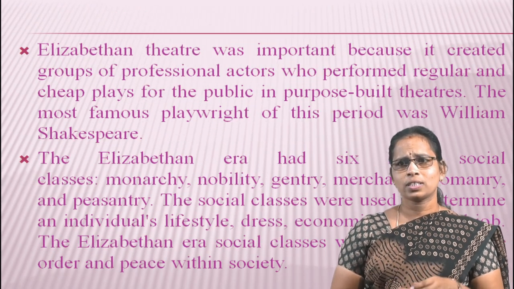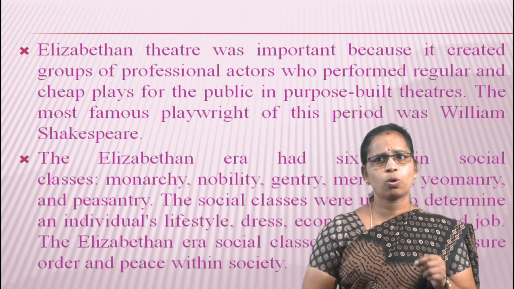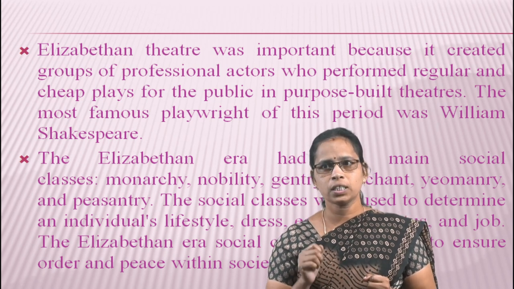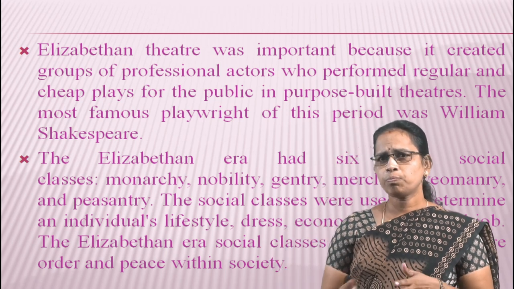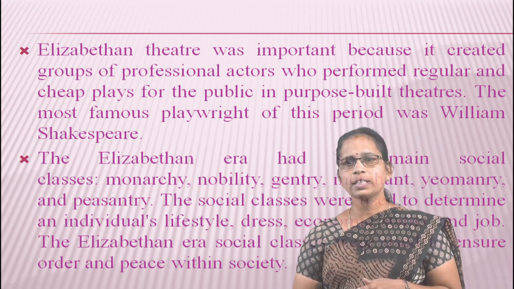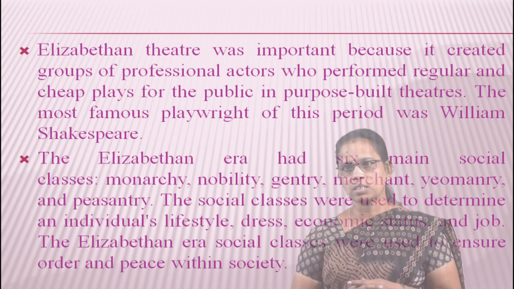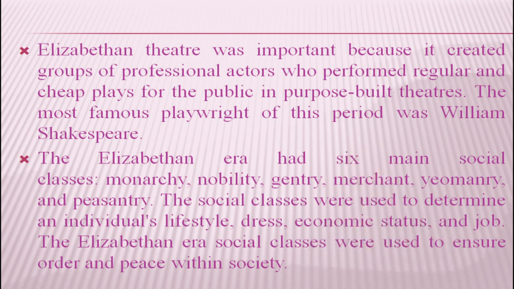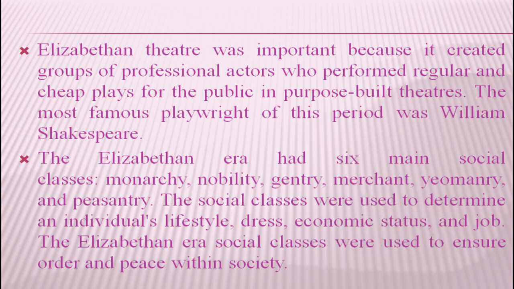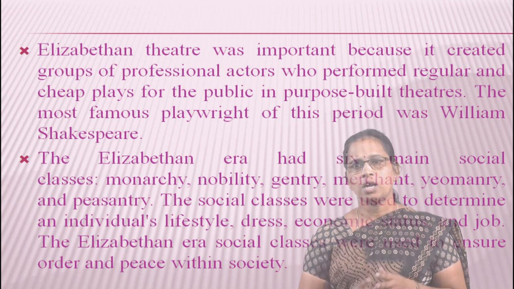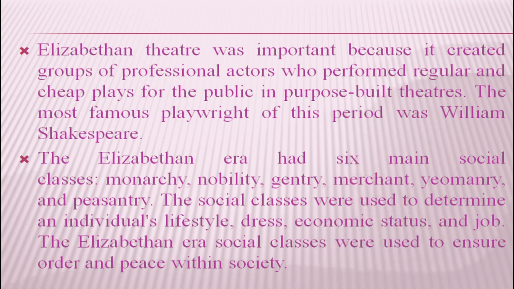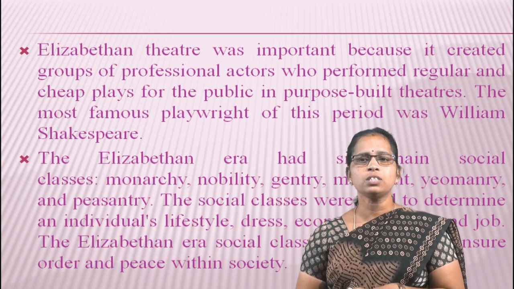The Elizabethan Theatre was important because it created groups of professional actors who performed regular and cheap plays for the public in purpose-built theatres. The most famous playwright of the period was William Shakespeare. The Elizabethan era had six main social classes: the monarchy, nobility, gentry, merchants, yeomanry, and peasantry. The social classes were used to determine an individual's lifestyle, dress, economic status, and jobs. They were used to ensure order and peace within society.